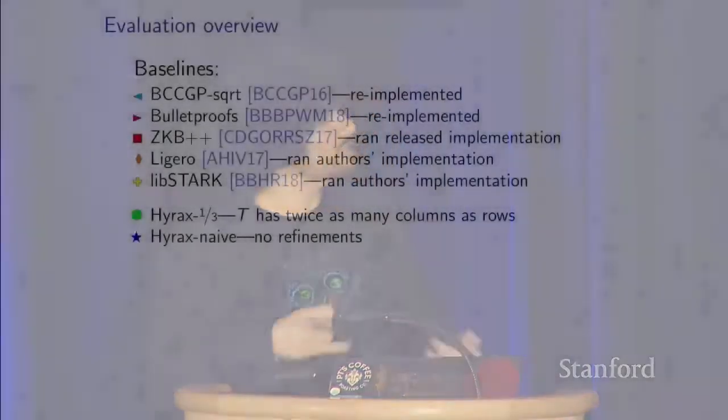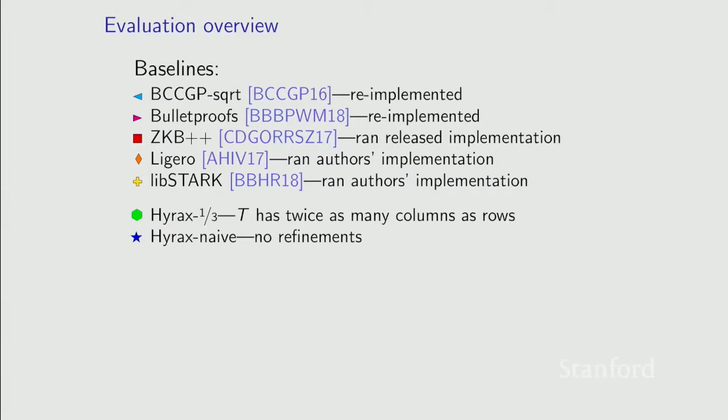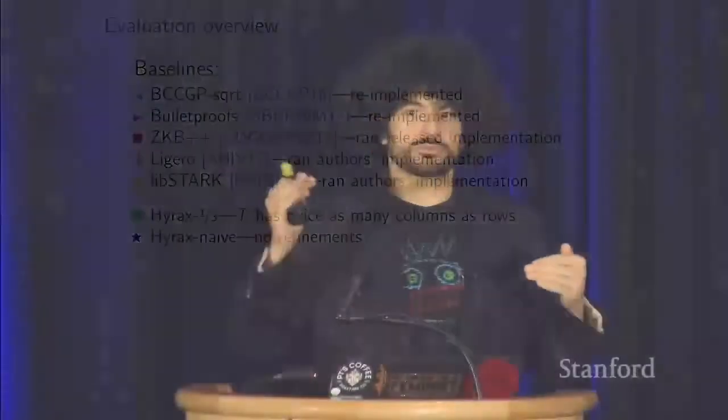So our points of comparison are 5 existing systems. That's BCCGP square root, bulletproofs, zkB++, Ligero, libstark, and then also 2 versions of hierarchs. One where the matrix T has twice as many columns as rows, and we use the polynomial commitment scheme trick that I described earlier. And the other where we leave off all the refinements. We just do the naive, straightforward thing.